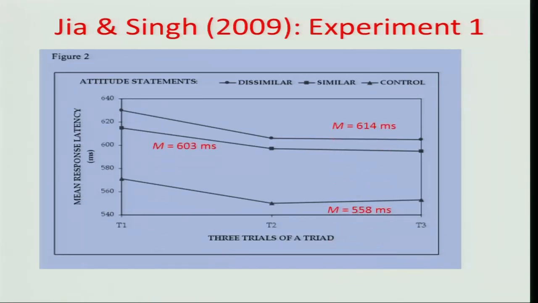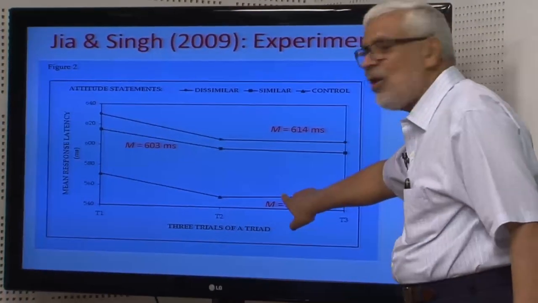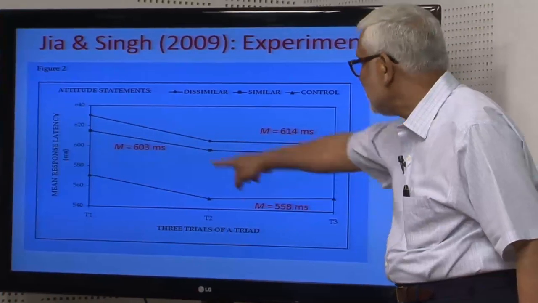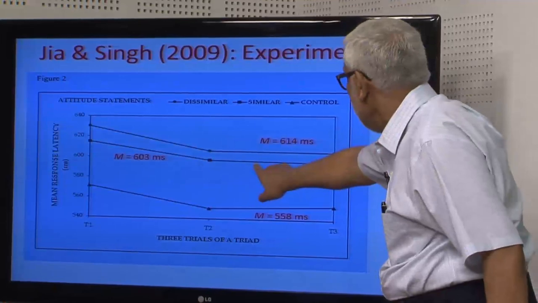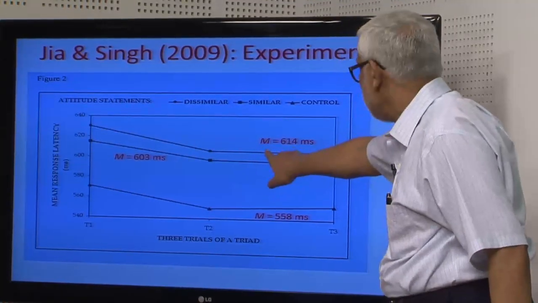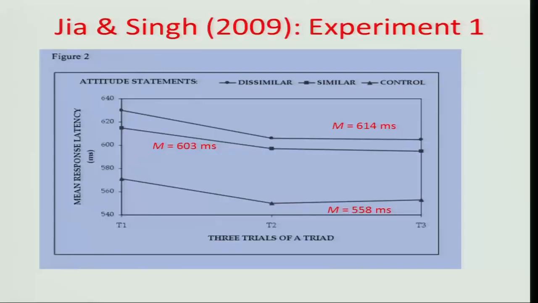What you need to see here is the average of the three trials. For XXX, this is the latency; lower latency means faster responding. For similar, you find this. For dissimilar, you find this. And we are measuring in milliseconds. There is some trial effect, a familiarity effect, but it's independent.